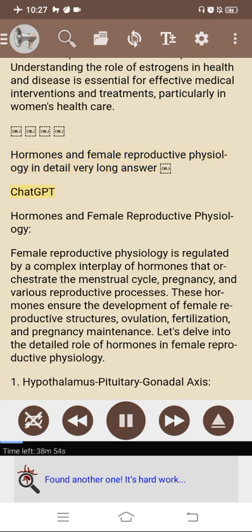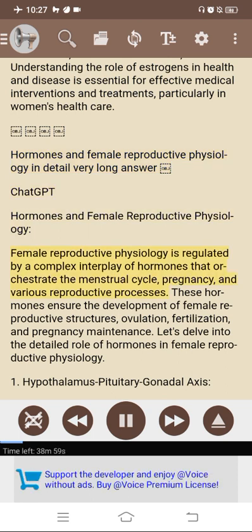Hormones and female reproductive physiology in detail. Very long answer. ChatGPT. Hormones and female reproductive physiology. Female reproductive physiology is regulated by a complex interplay of hormones that orchestrate the menstrual cycle, pregnancy, and various reproductive processes. These hormones ensure the development of female reproductive structures, ovulation, fertilization, and pregnancy maintenance. Let's delve into the detailed role of hormones in female reproductive physiology.